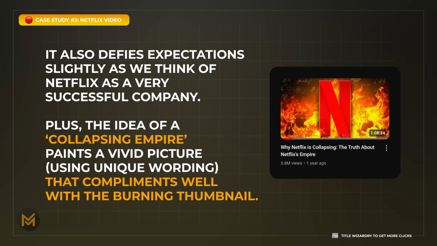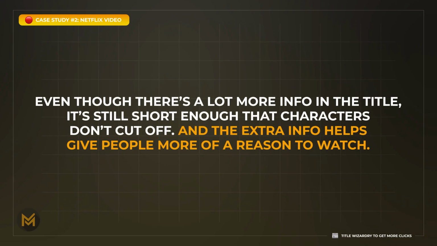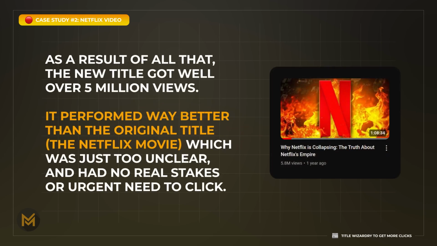It also defies expectations slightly, as we think of Netflix as a very successful company. Plus, the idea of a collapsing empire paints a vivid picture. It uses unique wording that complements well with the burning thumbnail. Even though there's a lot more info in this new title, it's still short enough that the characters don't cut off, and in this case, the extra info helps give people more of a reason to watch. As a result of all that, the new title got well over 5 million views. It performed way better than the original title, the Netflix movie, which was just too unclear and had no real stakes or urgent need to click.